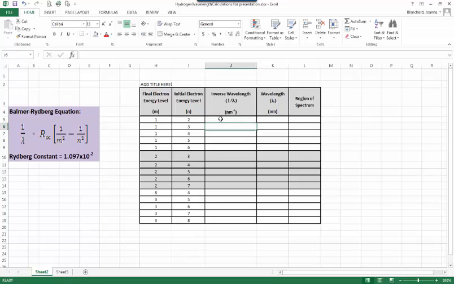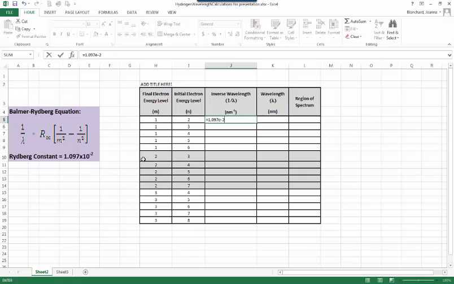So in this cell, what we want to do is calculate inverse wavelength. So to enter the formula for the calculation, you use an equal sign. That tells Excel you're entering a calculation or a formula. And then we need to enter the Rydberg constant, 1.097. Now what you can't do is write 10 to the minus 2 as it's shown here. Instead, you have to use E and minus 2. And that, to Excel, means 1.097 times 10 to the minus 2.